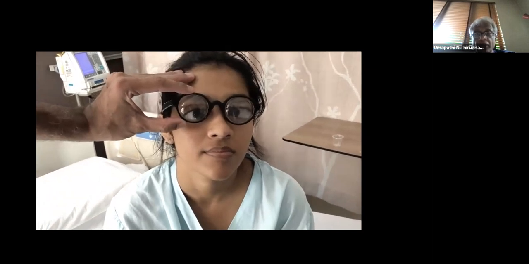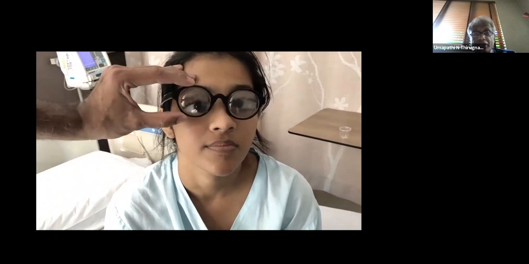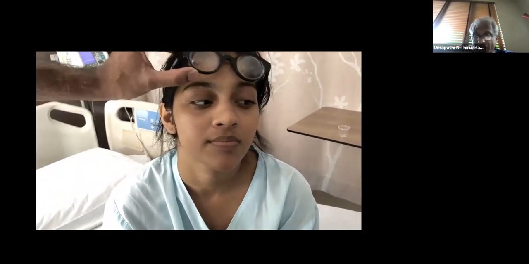Notice the nystagmus is very prominent. Now, the moment I remove the glasses, no more nystagmus. Nystagmus, no more nystagmus. Nystagmus, no more nystagmus. This is almost like magic, right?